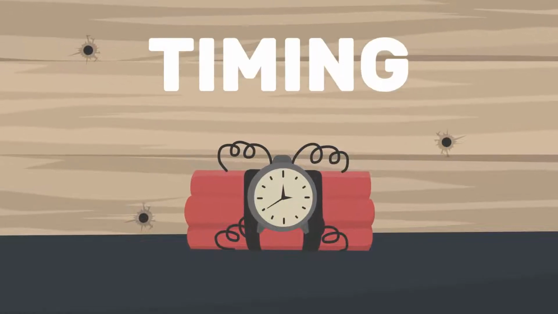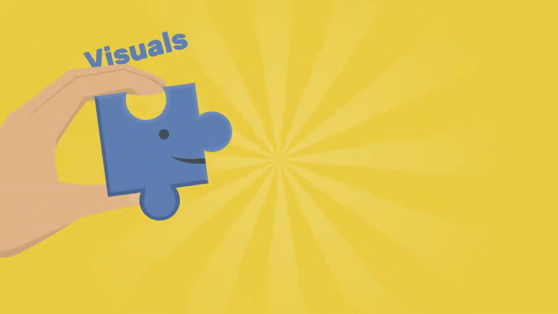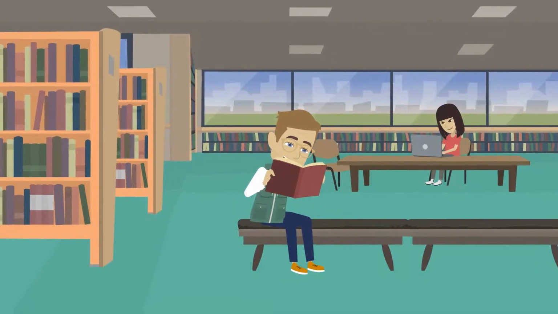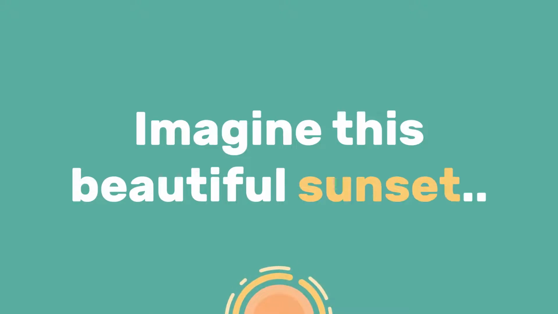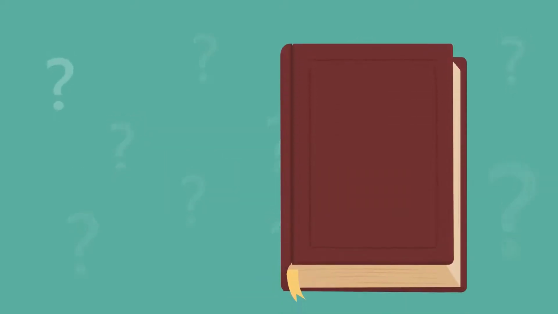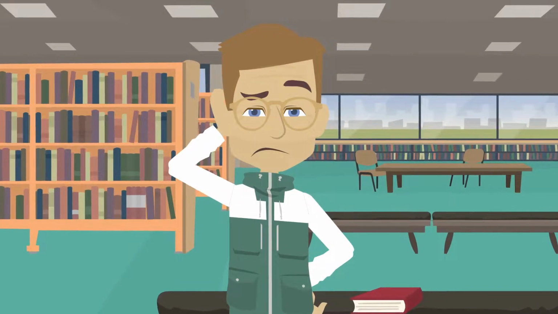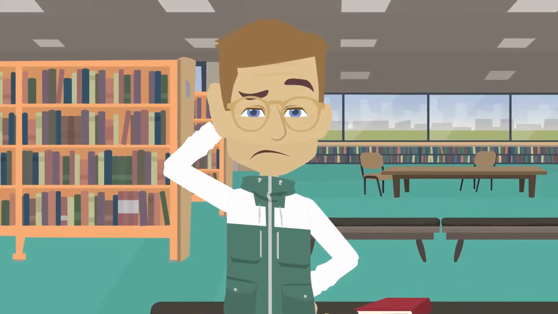Let me explain why timing is crucial when it comes to syncing visuals and voiceover in explainer videos. Imagine you're reading a book and the author describes a beautiful sunset, but the picture of the sunset is on the next page instead of right next to the description. It would be hard to imagine what the author was trying to convey, right?